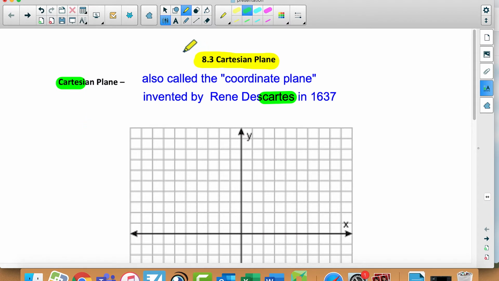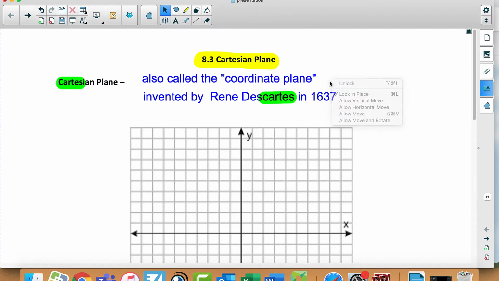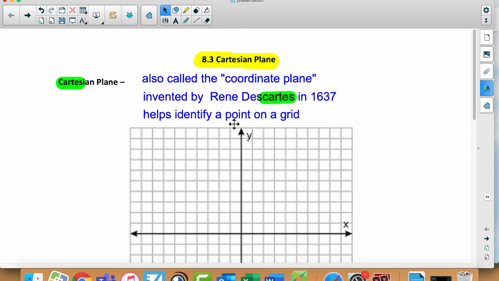Anyway, the story is he was lying in bed one day and he was looking up at his ceiling. He saw a spider up there and he was trying to figure out how could I describe to someone where that spider was located. And he had this idea of kind of breaking the ceiling up into this grid-like thing. And you could name where the spider is by kind of identifying one of the grid points. So the Cartesian plane helps identify a point on a grid.